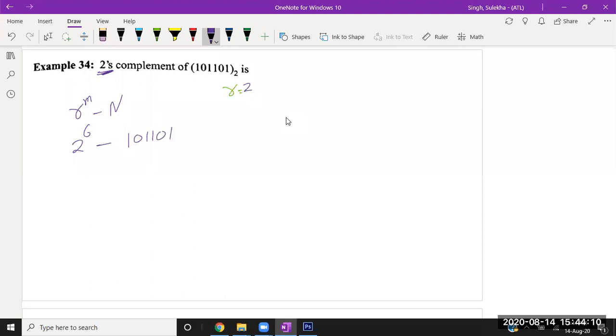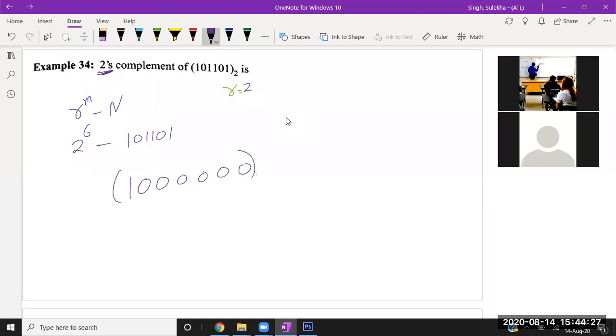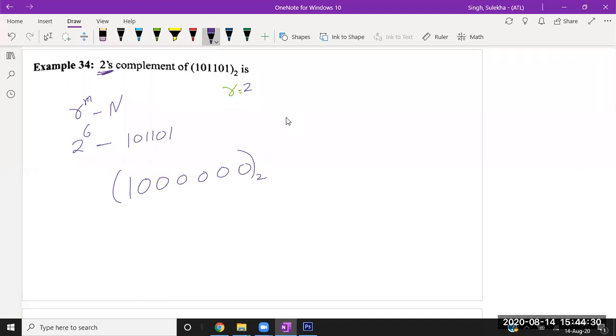If we calculate 2 to the power 6 in binary, it is like 1, 2, 3, 4, 5, 6 zeros. After the 6 zeros, you need to place 1. This is the binary form of 2 to the power 6: 1, 2, 3, 4, 5, 6.